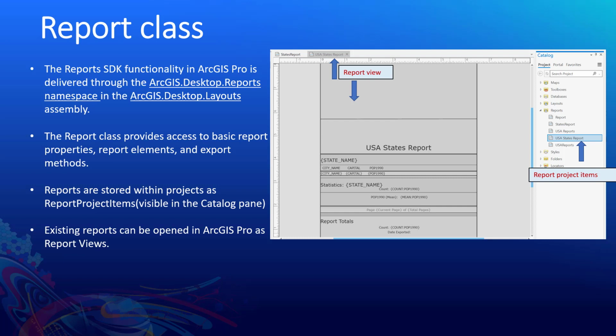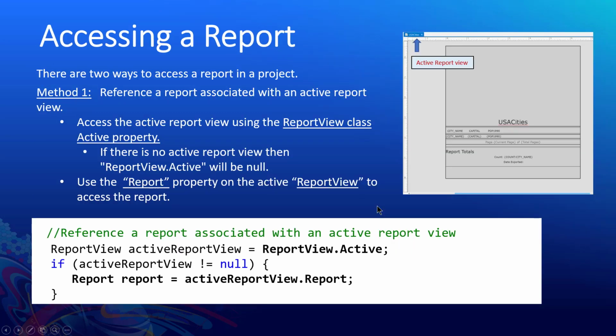Reports are stored in Pro as report project items. You can see them here in the catalog pane in the screenshot on the slide. Existing reports can be opened as a report view, which is what you see over here. Using the Pro SDK, you can access a report using two patterns. You can reference a report object associated with an active report view. As seen in the code snippet over here, access the active report view using the ReportView's Active property. From the active report view, use the Report property to access the underlying report object.